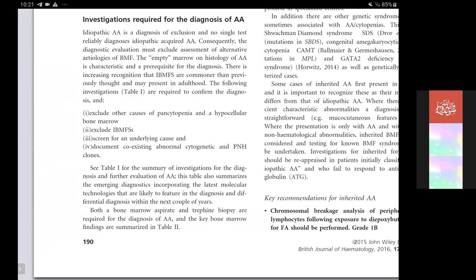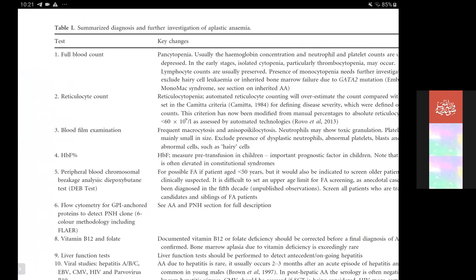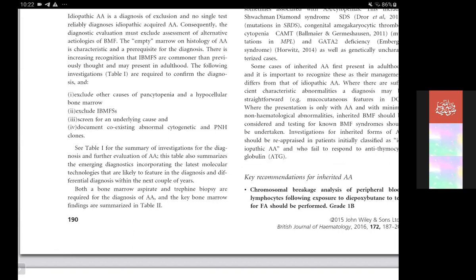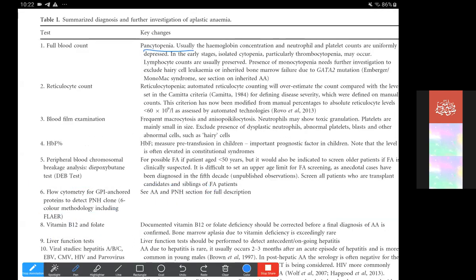So blood count and the reticulocyte count and bone marrow examination. And they have mentioned here the empty marrow histology is the prerequisite. Of course, we'll go into other tests that would help to rule out other diagnoses, but this is a primary hypocellular marrow. Of course, there will be pancytopenia, and usually the hemoglobin concentration and neutrophil and platelet counts are uniformly depressed in the early stages, and isolated cytopenias, particularly thrombocytopenia, may occur.